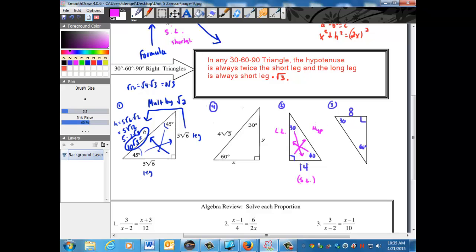Okay, so from there, if we want to move from a short leg to a long leg, we're going to increase in length. That means we're going to multiply. And the rule to go from short leg to long leg is it says long leg is always short leg times rad 3. So we multiply by rad 3. So the answer is going to be 14 rad 3 for our long leg. For the hypotenuse, we're going to go from short leg to hypotenuse. We're going to increase in size, multiply by 2. So we get 28.